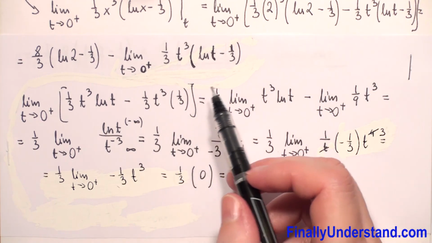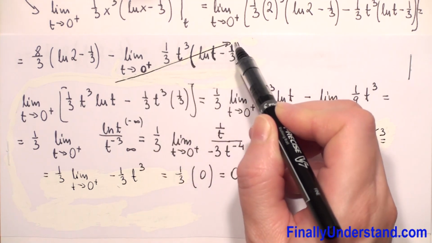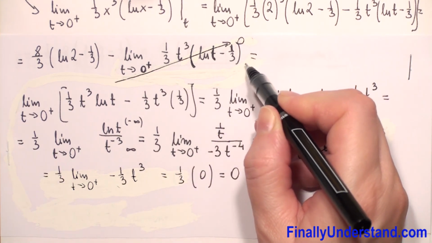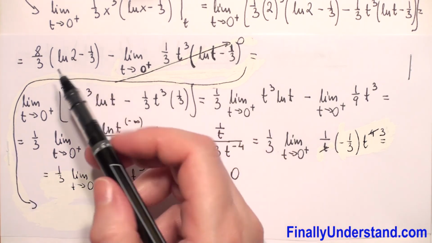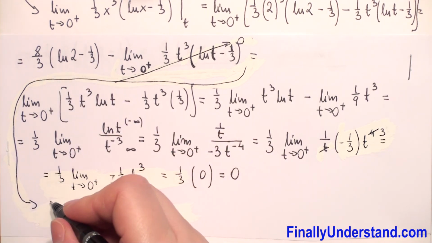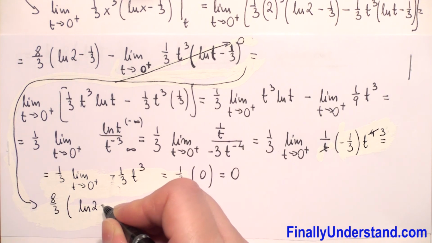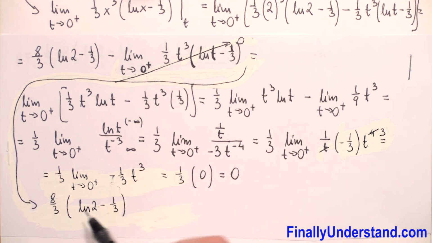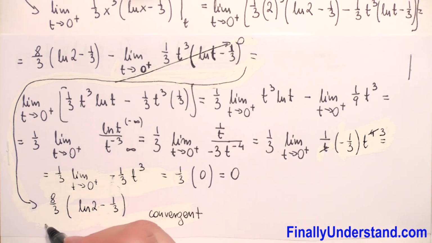So now we can come back to our limit. This goes to 0. So our solution will be this expression 8 over 3 times natural logarithm of 2 minus 1/3. Because we got finite number, it means that our improper integral is convergent. This is my solution.